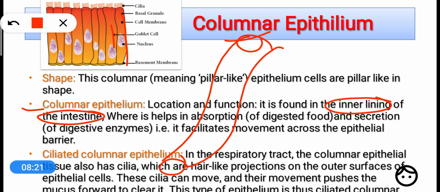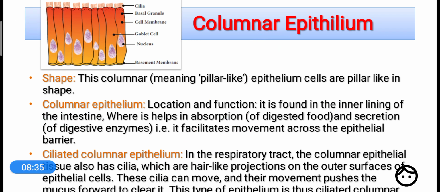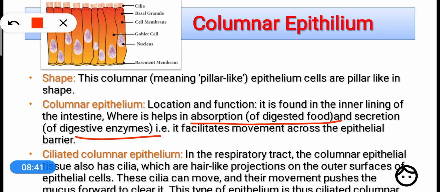Suppose this is the intestine. Here, towards the inside, the inner lining of the intestine will be made up of columnar epithelium, and here it performs two functions. One is the absorption of food, and the other is the secretion of digestive enzymes. So wherever columnar epithelium is present, its function is absorption and secretion, meaning release, right? At some places it is ciliated, meaning sometimes columnar epithelium may have small brush-like or bristle-like structures known as cilia.